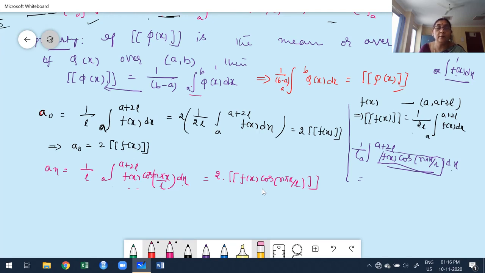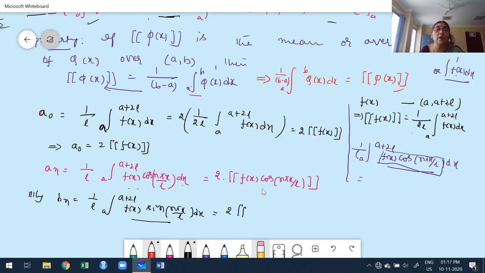Similarly, what is my bn? The bn formula is nothing but 1 by L, the integral from a to a plus 2L of f of x into sin of n pi x by L with respect to x. Again, the meaning of this integral is that the product of these two functions must be defined in the interval a comma a plus 2l. From this property, this can also be written as twice the mean of f of x into sin of n pi x by l, because the difference is what we are expecting, b minus a is 2l. You know how to find out the mean.